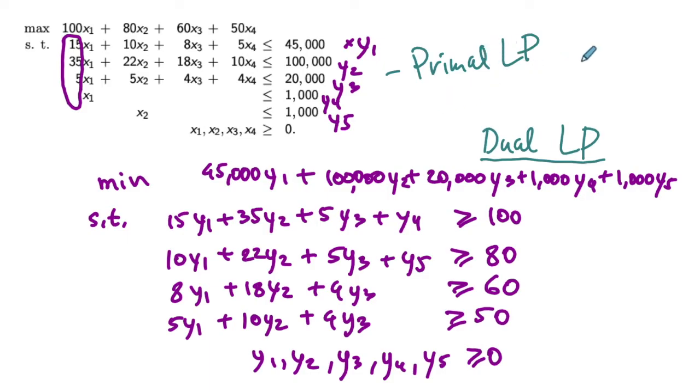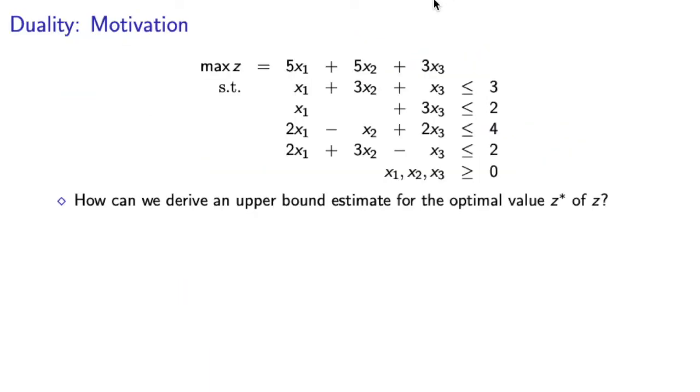Alright, and these two linear programs actually have a very close relationship, and we can look at this relationship and get a lot of benefits in understanding both of the problems. But first let's look at another example of formulating the dual. So here we have an LP that has 3 variables and 4 constraints, alright?